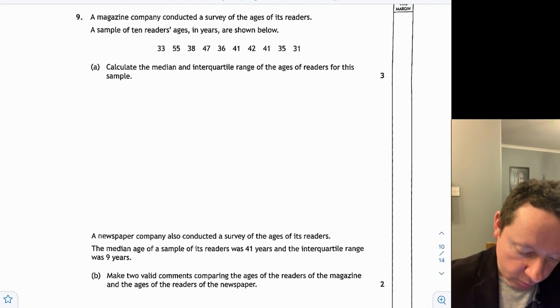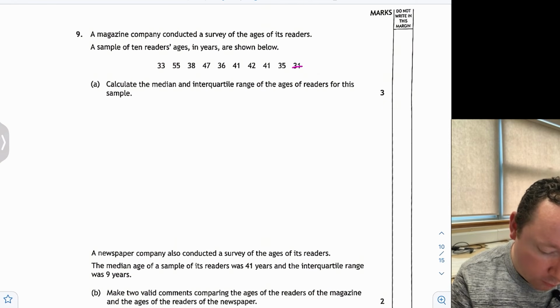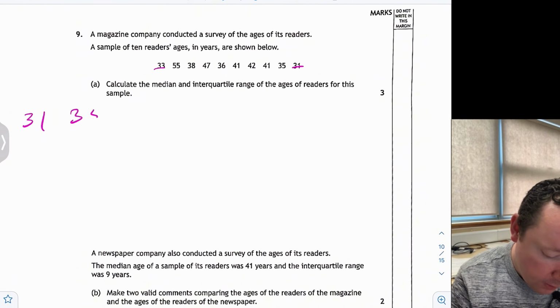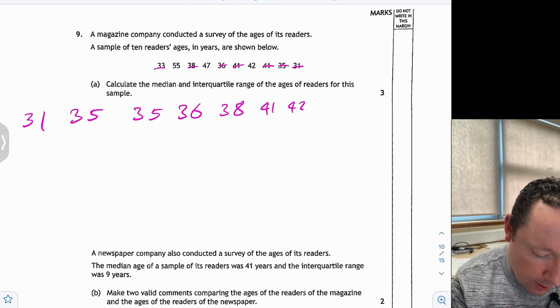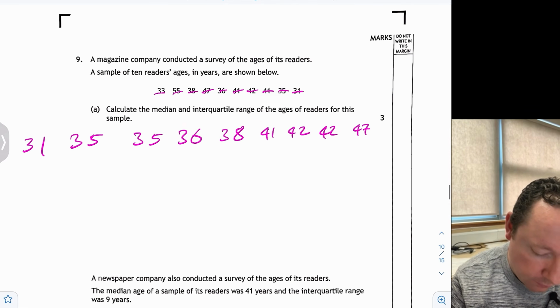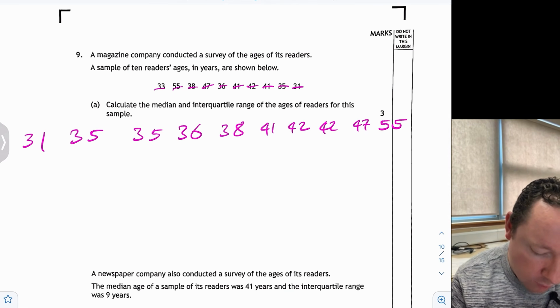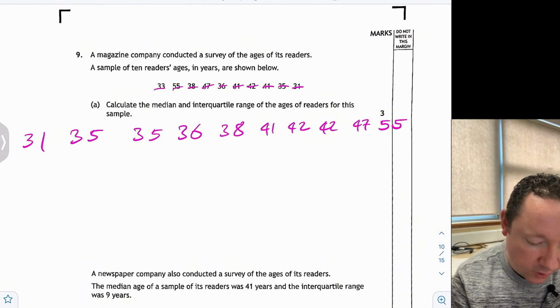So being very careful here. So in order, I've got 31. And then I've got 33, 35, 36, 38, 41, 41 again, 42, 47, and 55. So the median's the 1 in the middle, but there's 10 numbers.